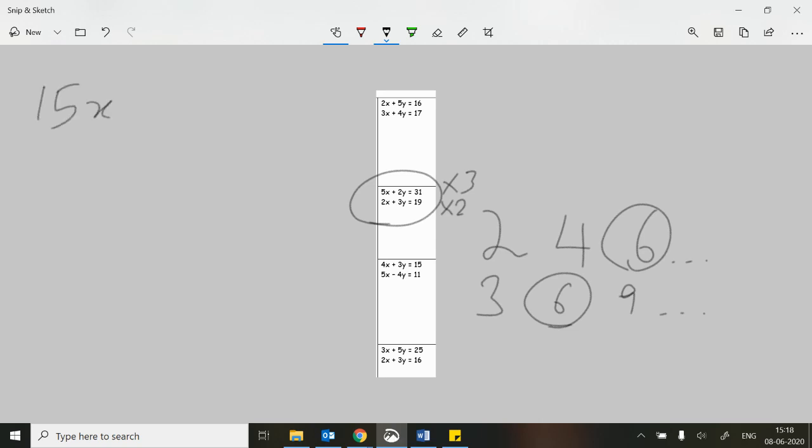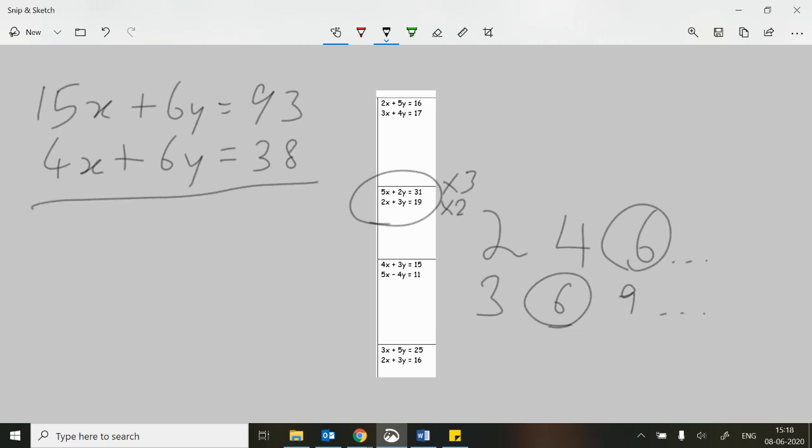So I get 15x and 6y equals 3 times 31 is 93, and then times by 2 on the next one, so we've got 4x plus 6y equal to 38, doubling everything there. 15x take away 4x is 11x. 6y take away 6y. Taking away here because we have the same sign in front of both. And 38 away from 93 is 55. Okay, so now divide by 11 leaves us with x is equal to 5.